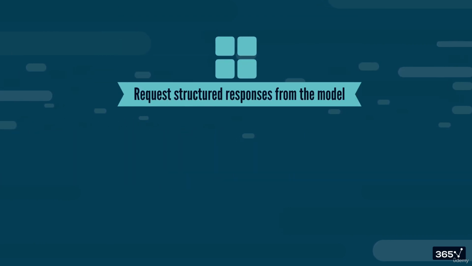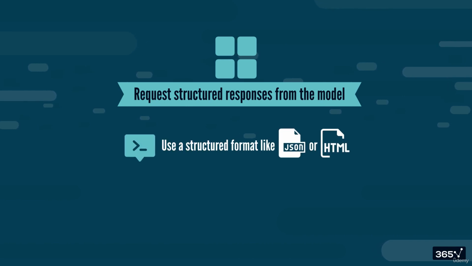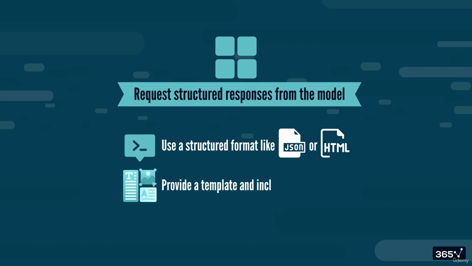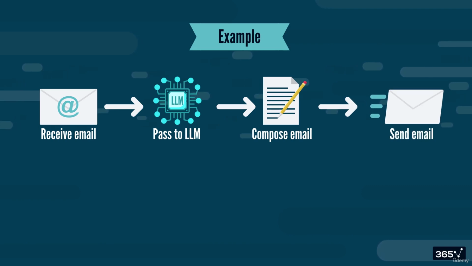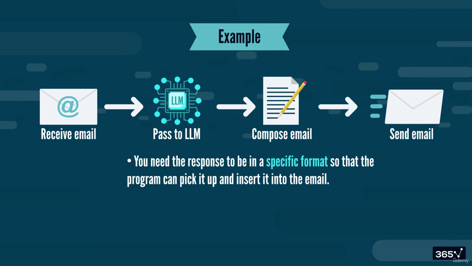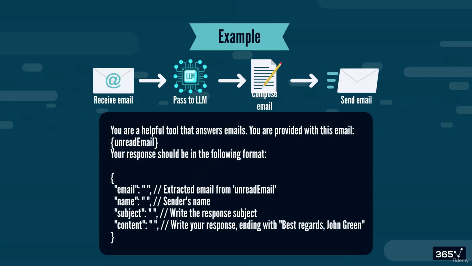Request structured responses from the model. Using a structured format like JSON or HTML can significantly improve the clarity and effectiveness of your prompts. A good practice is to provide a template and include comments within the template to guide the model's output. For example, if you're creating a program that automatically answers emails, you need the response to be in a specific format so that your program can pick it up and insert it into the email. Your prompt might look like this.